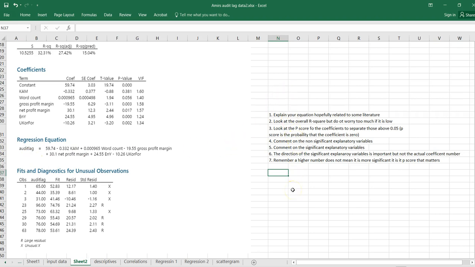Follow these. I won't read over them, and you should be able to produce a reasonable standard analysis of a regression. Okay, thank you.